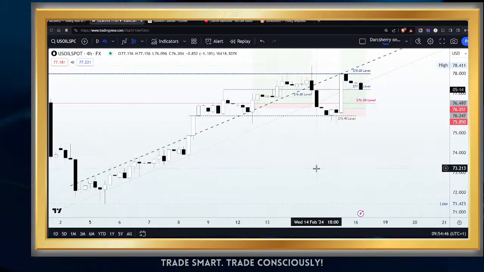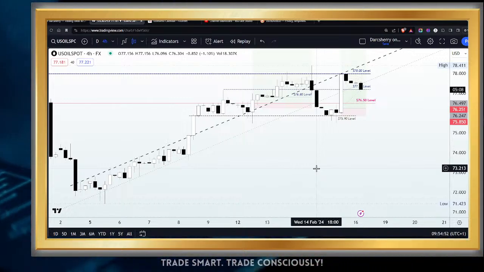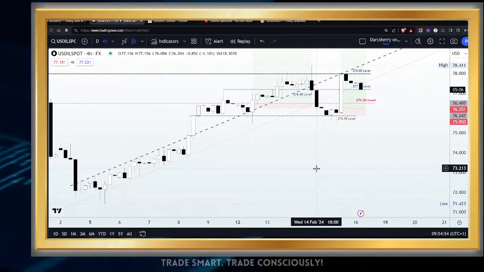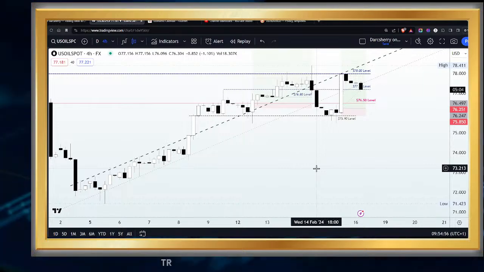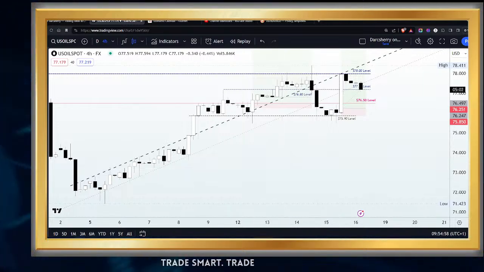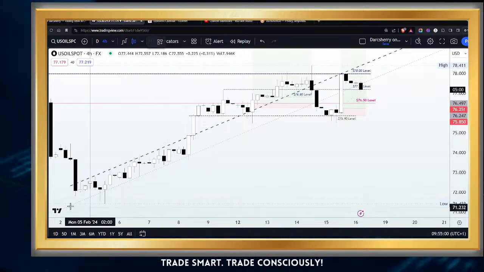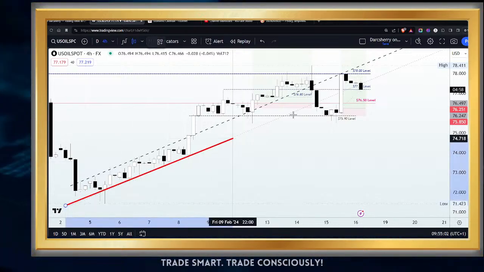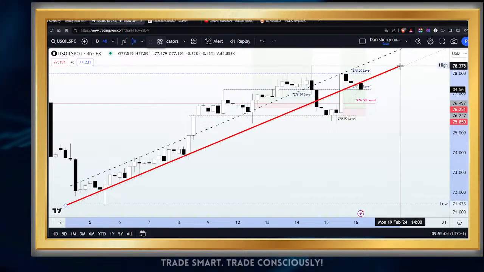Now, remember what we did here on the 4-hour time frame. That was on Monday. We took into consideration the nature of price action since the beginning of the month of February, and this was what we were able to come up with: a bullish momentum, which was further emphasized with these ascending trend lines.